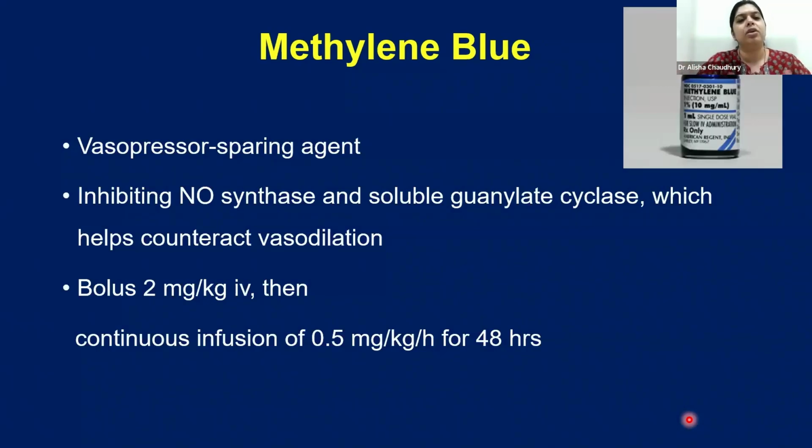So in sepsis, septic shock, there's a lot of vasodilatation. You want something to prevent that. So that is why methylene blue. Bolus 2 mg per kg IV and then continuous infusion of 0.5 mg per kg per hour for 48 hours.